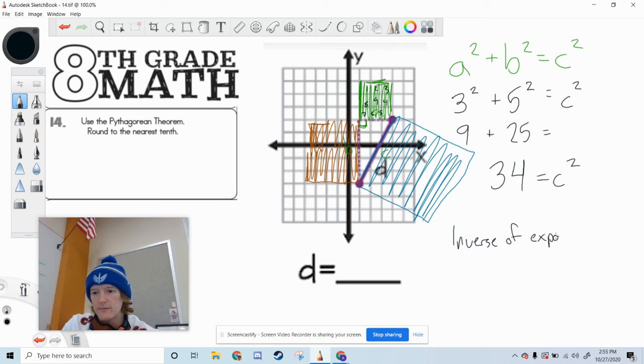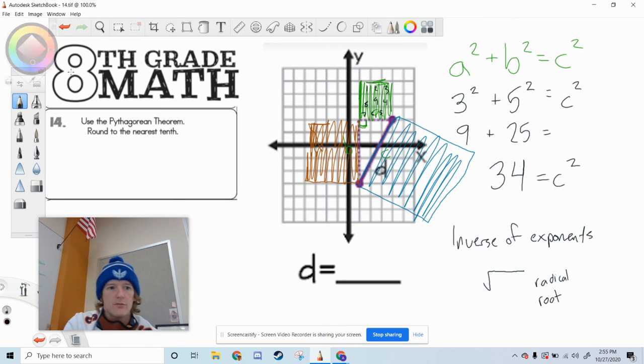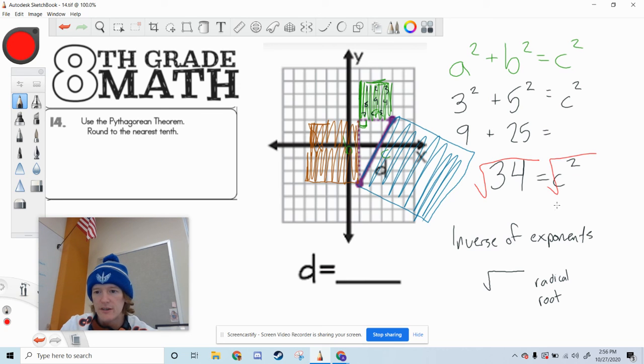So then in order to undo this exponent here, we're going to do the inverse of exponents. And those are these things. This is a radical or a root. We're going to do the square root to both sides. So we're going to do the square root of 34 and the square root of c to the second power. The square root of c to the second power is just c. This symbol crosses off that too. And now we need to find the square root of 34. I'll have you just do this on your calculator and then round to the nearest tenth.